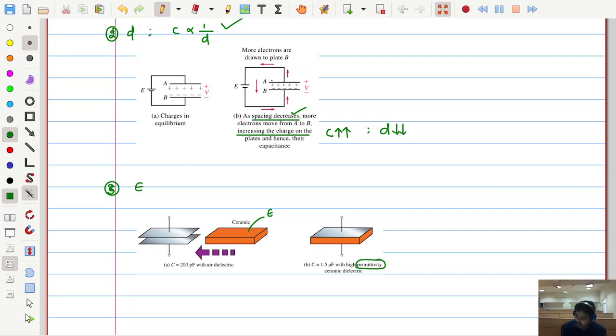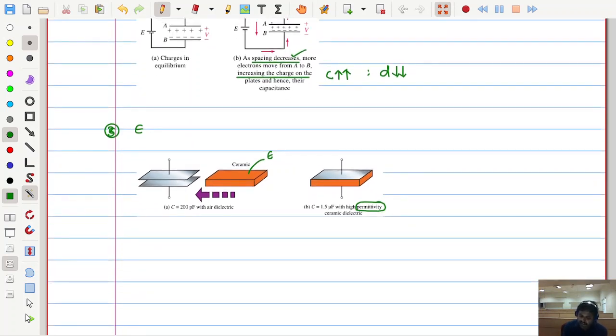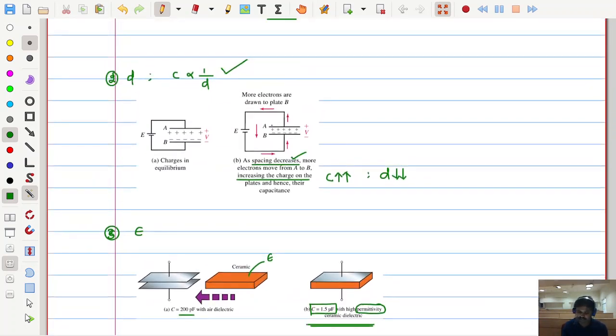Clear? So if we use any dielectric material instead of air, capacitance is going to increase. You can see that without dielectric material, if the capacitance value is 200 picofarad, with introducing some ceramic dielectric material, it is going to increase to 1.5 microfarad. That means micro is much higher than pico. So like this, these 3 parameters affect the capacitance value.